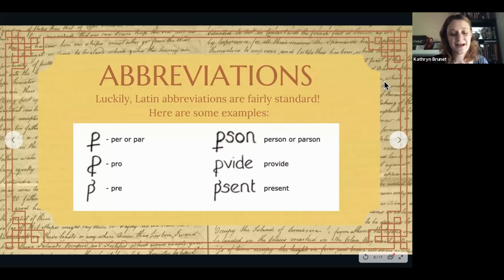All right, here are some examples of Latin abbreviations. Luckily for us, Latin abbreviations are pretty standard in a lot of ways. These are really common ones here. You can see how these 3 P-shaped letters stand for par, pro, and pre. And you can see how they would shorten a modern word to make everything abbreviated.